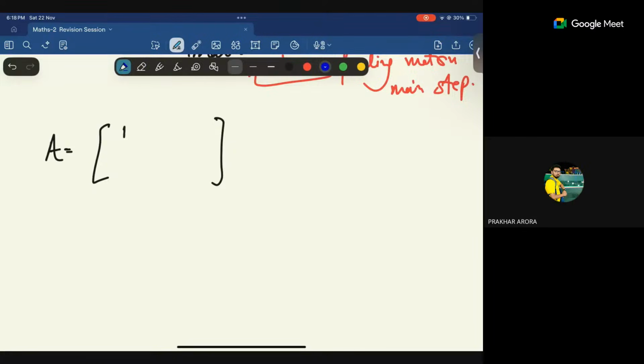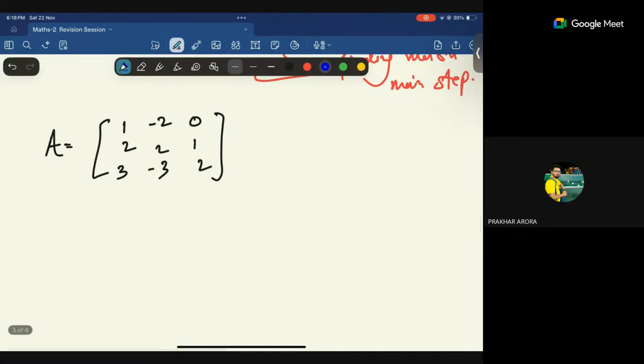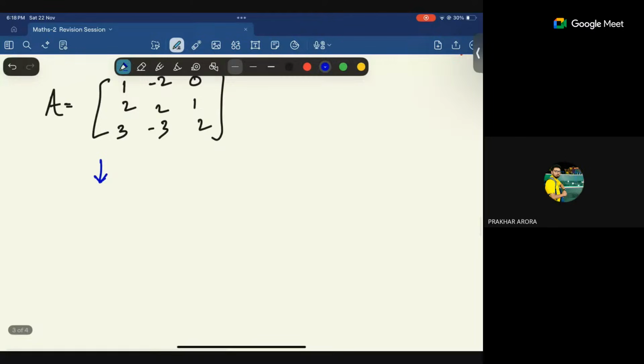Let me take the matrix 1 2 3, 2 2 minus 3, 1 minus 2 0. Let's take the simple matrix. Okay, now let's just convert it into RREF.